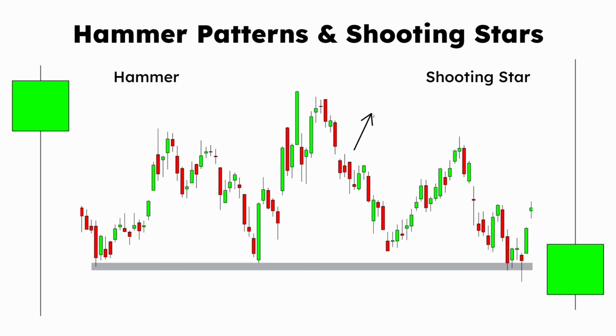So before the shooting star appears, we want to see an uptrend. Then we see the shooting star right here. And the goal of the shooting star is to reverse the price to the downside.